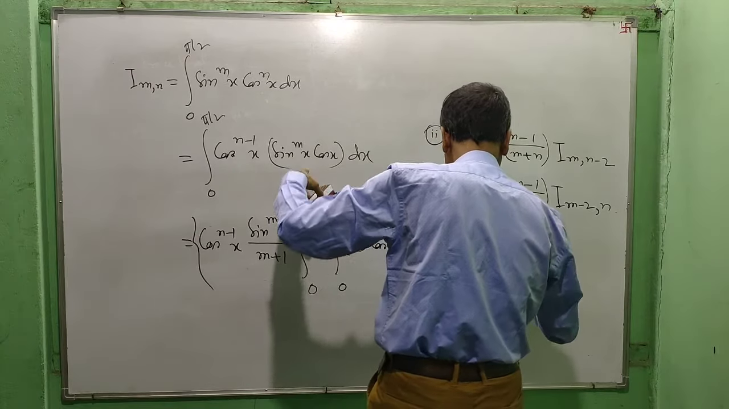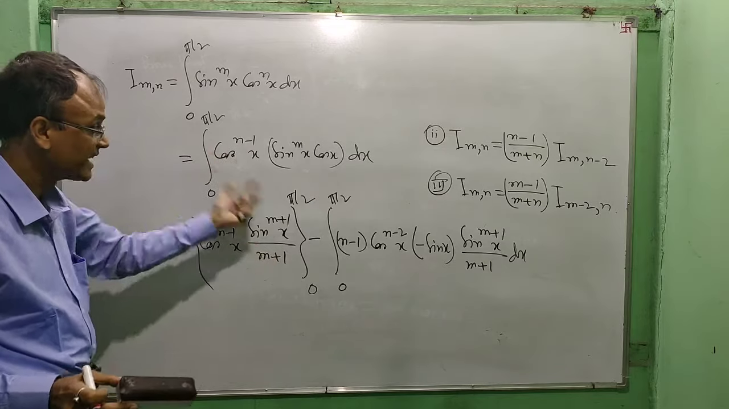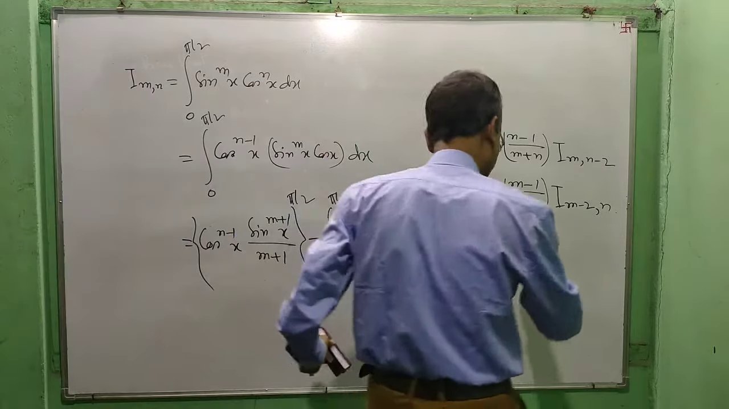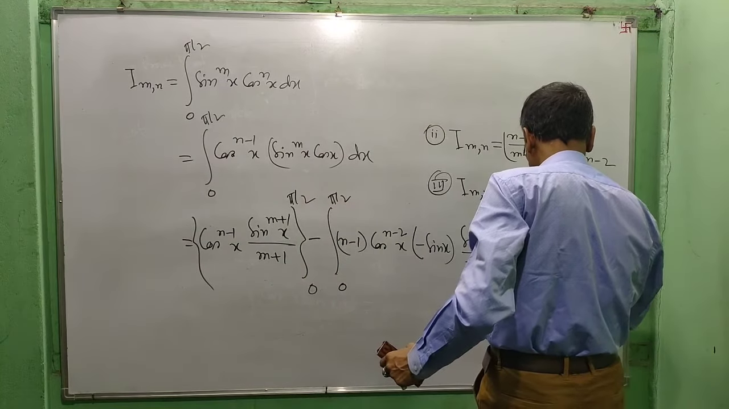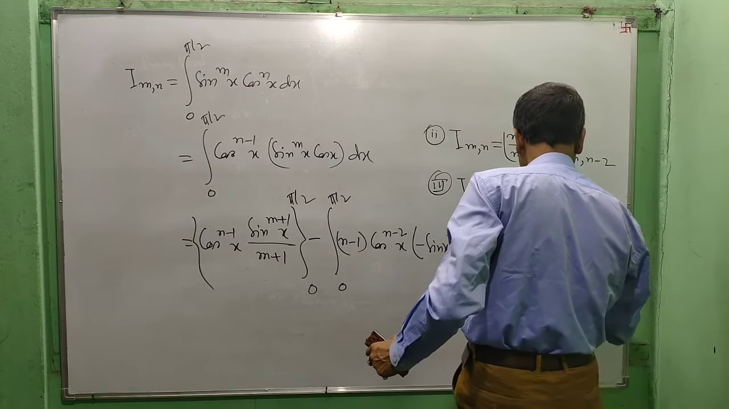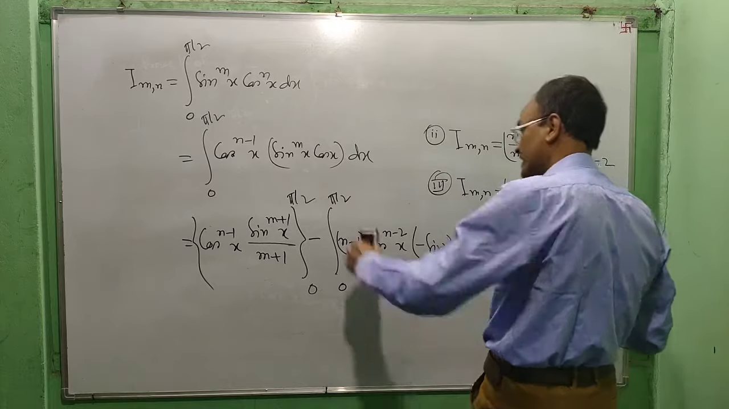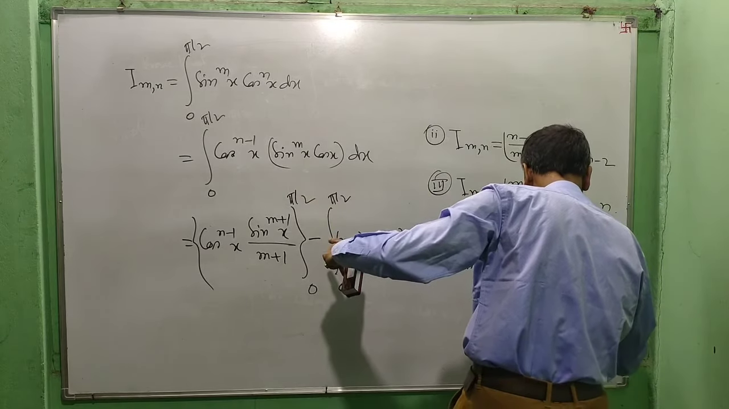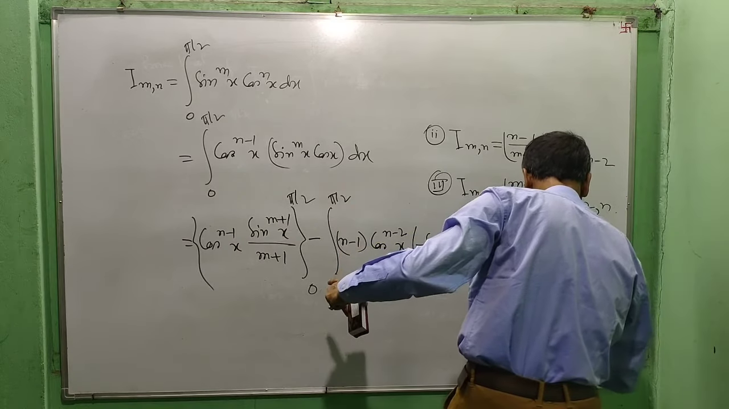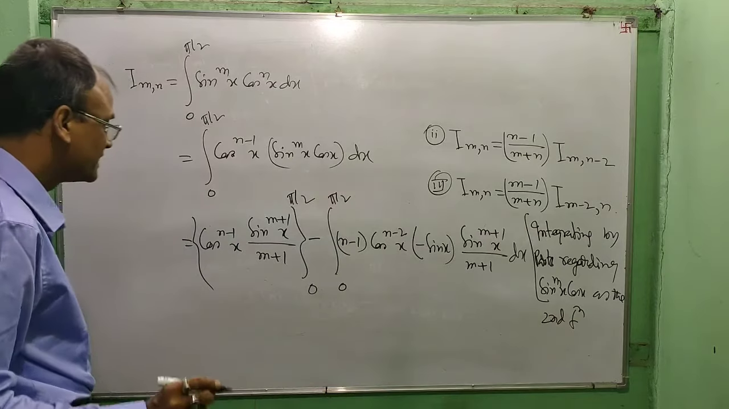Integrating by parts, regarding sin^m x into cos x as the second function. You may write here, integrating by parts regarding sin^m x cos x as the second function; this is the second function.